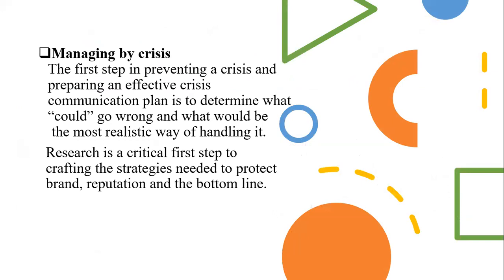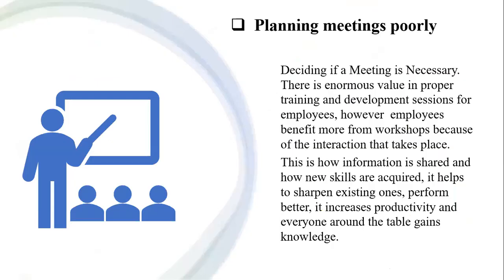Managing by crisis. The first step in preventing a crisis is to ask yourself, what could go wrong? And how would I go about handling it? Deciding if a meeting is necessary or not. Workshops would be more beneficial. It's good to arrange breakout groups where people can share their ideas and then have feedback sessions. This helps to sharpen existing skills and everyone around the table gains knowledge. They are so much better than your general meeting.